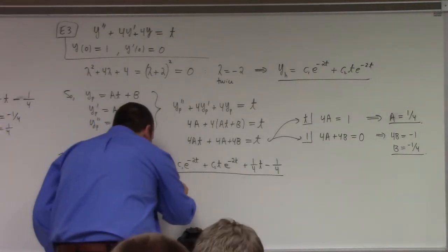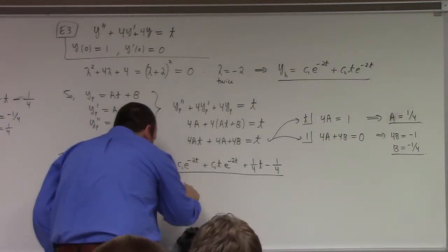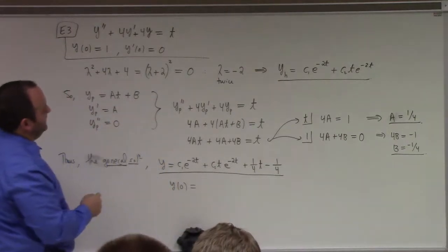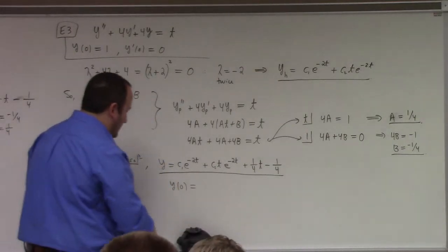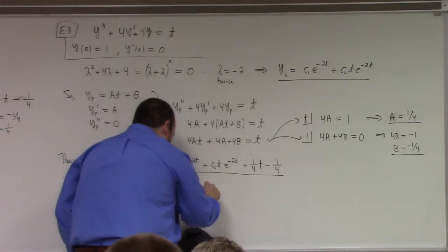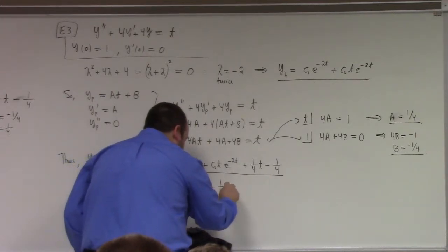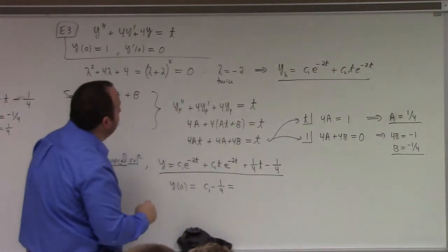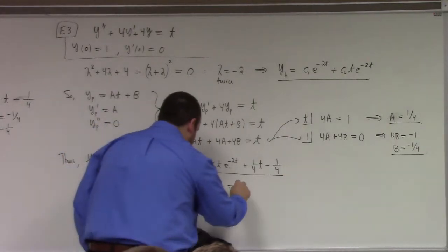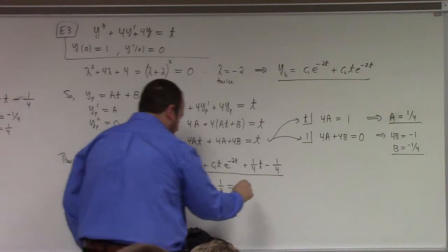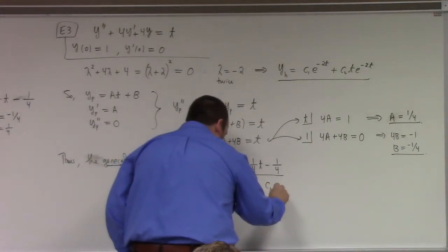Okay, so here it is. y of 0 is supposedly given to be 1. y of 0 is also C1 minus 1/4 equals 1. Well, that's nice. Therefore, C1 is 5/4.